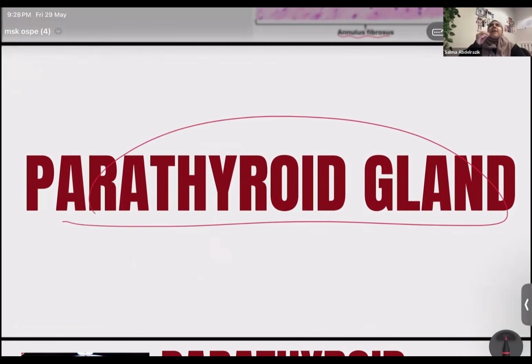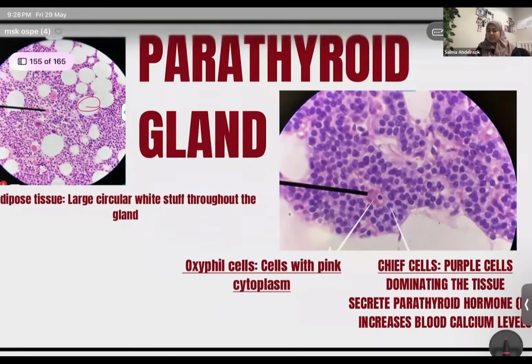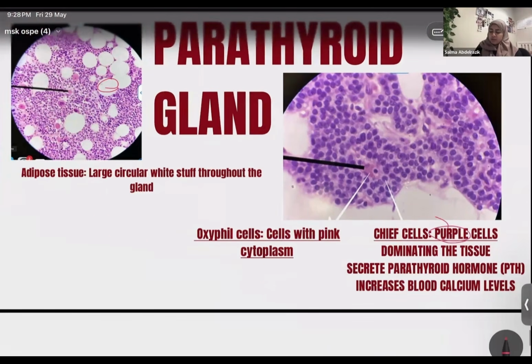Parathyroid, my favorite thing ever, my baby for you. I love the parathyroid gland, guys. See, that's all I have to know about parathyroid. Two colors, purple, pink, and white is adipose tissue. Cool, so it's basically fat. Purple, important, so chief cells. It helps secrete parathyroid hormone, which increases blood calcium levels. Easy, easy. Oxyphil is pink. We don't know what the function is.